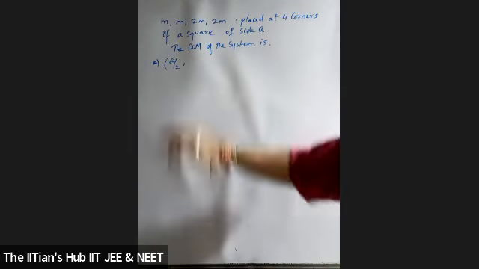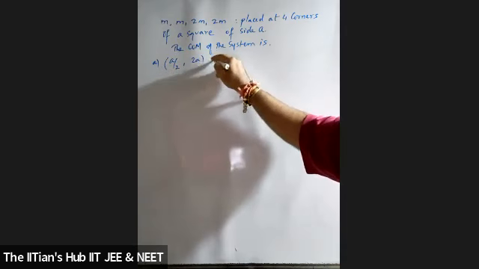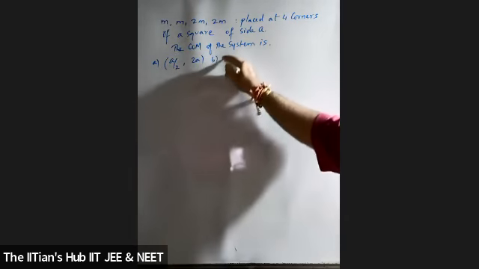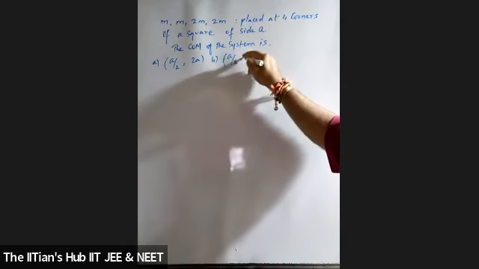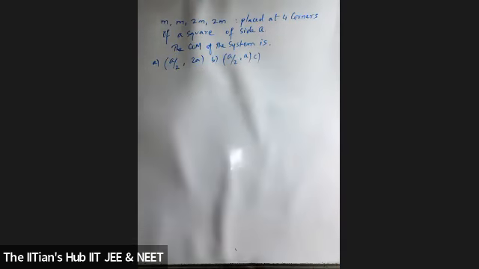Option A: a by 2 comma 2a. B: a by 2 comma a. C: a by 2 comma 2a by 3. And option D: a comma a by 3.